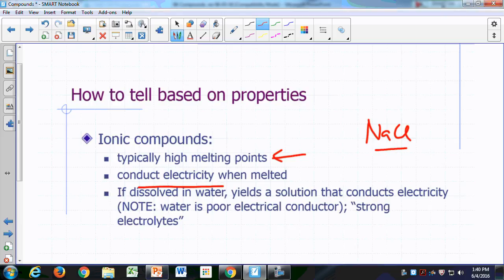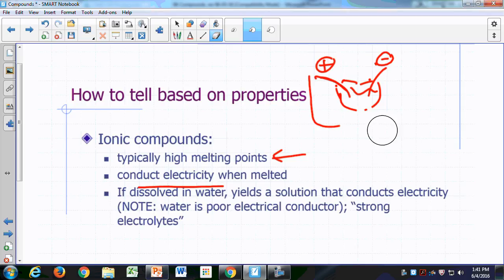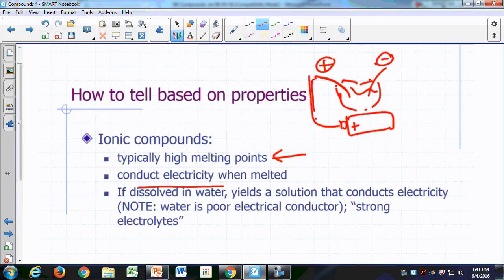Basically, you're putting your molten sample between electrodes that are oppositely charged. That means one electrode, one piece of metal here, would attract the positive ions, and the other piece of metal would attract the negative ions. So you would hook it up to something like a battery. If you have a battery like that, the positive end of the battery, and you have a negative end of the battery over here.